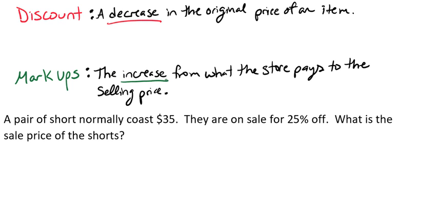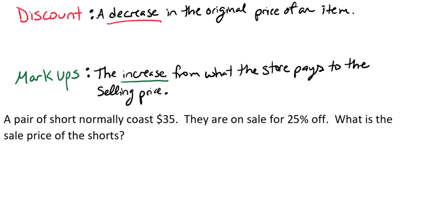We're going to do a few different examples here. We're going to find a sale price, we're going to find an original price, and then we're going to find a selling price. Let's start with our first example. Here we have a pair of shorts that normally cost $35, and they are on sale for 25% off. We want to know, what is the sale price of the shorts?